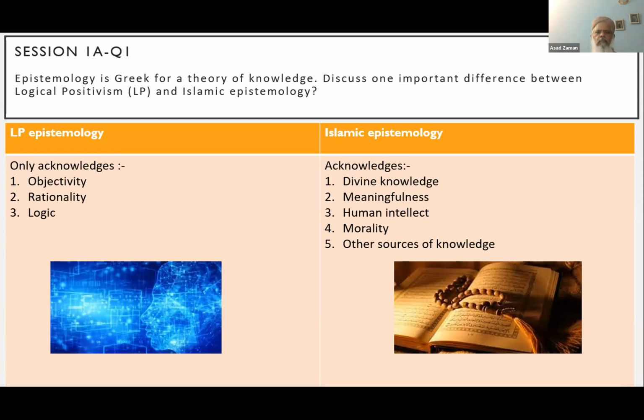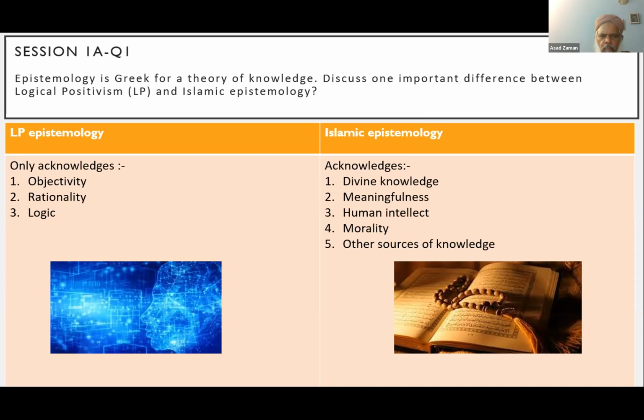And talking about morality, morality is a very important aspect of human living and of the survival of a community. But LP epistemology says that we can't see morality, so it doesn't exist. But Islamic epistemology talks about morality and right and wrong. It punishes you for doing wrong and rewards you for doing right. So basically, it appreciates human beings for doing right.